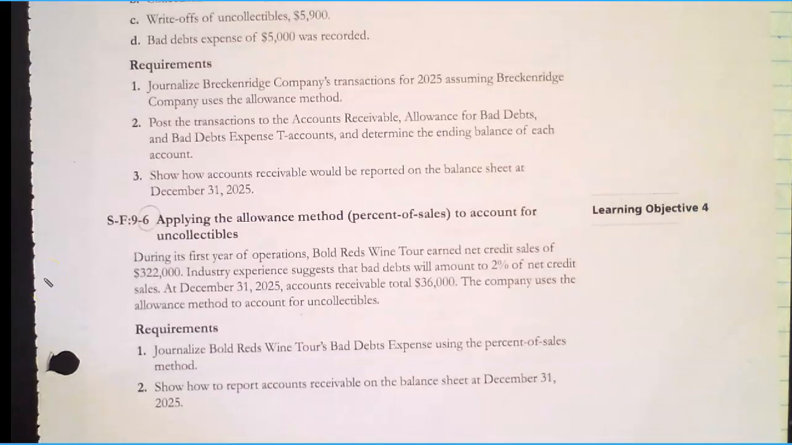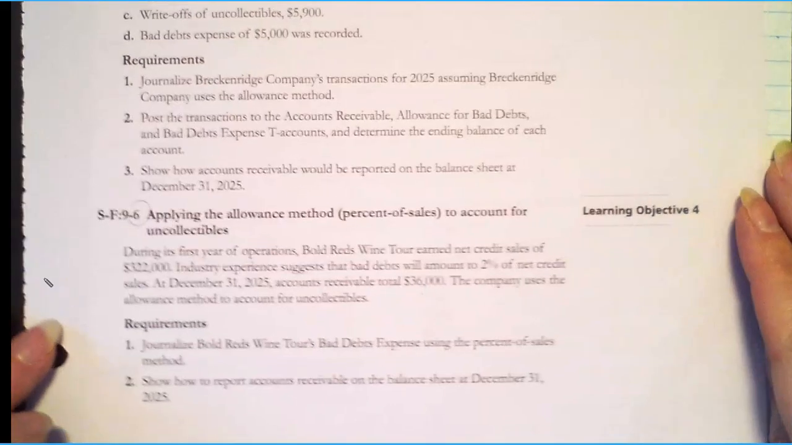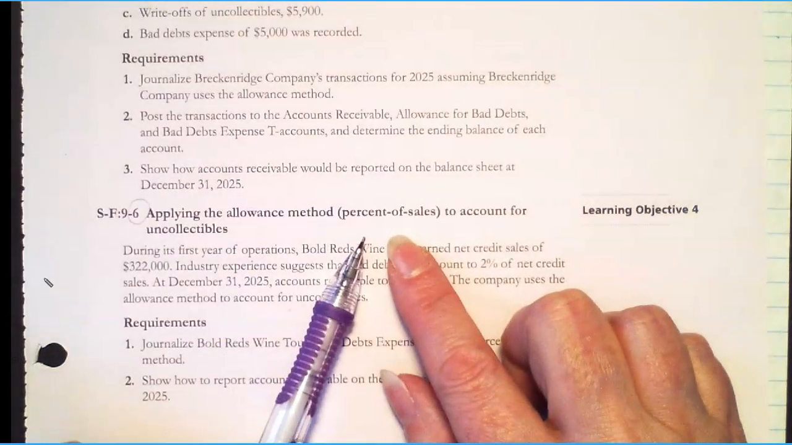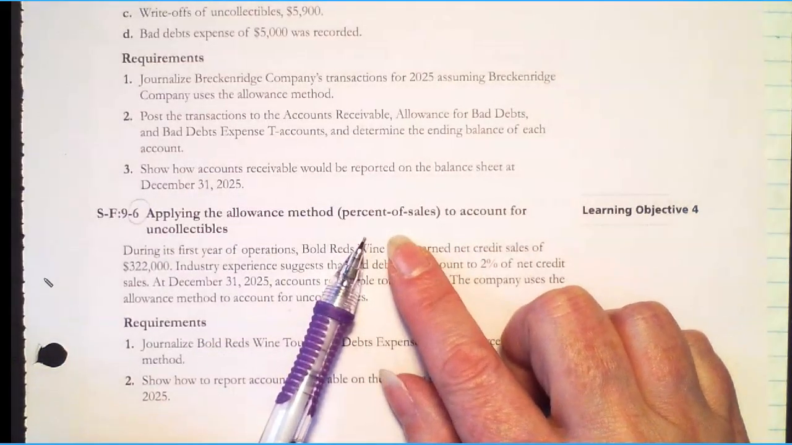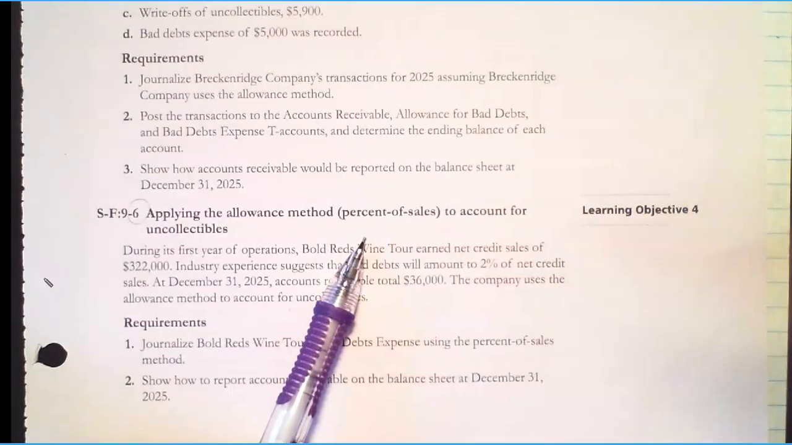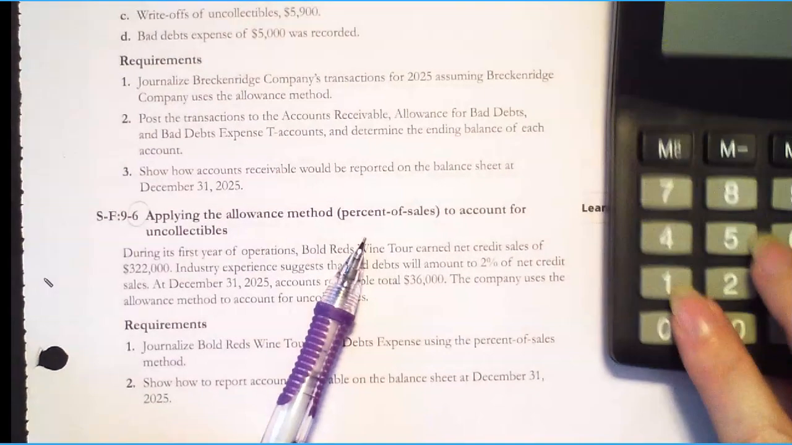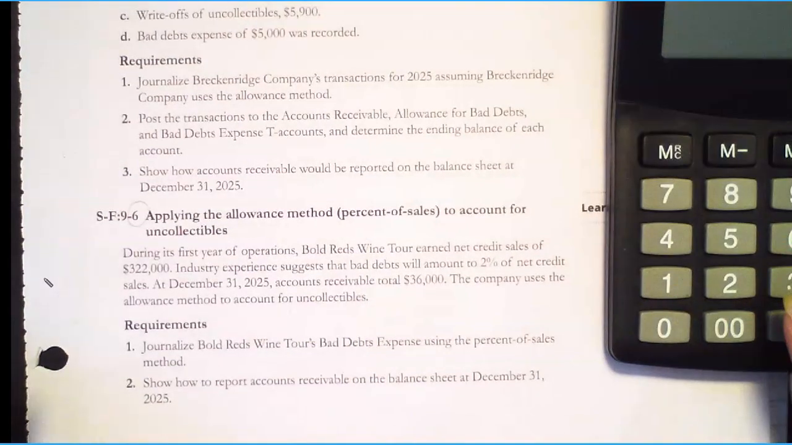So the first thing I want to point out is that when you're doing anything that has to do with sales, so percent of sales, whatever amount you calculate is the amount of your adjusting entry. And this is an adjusting entry, so it's just like we did in chapter 3, where adjusting entries have to follow the two rules. Right? No cash, and you'll either debit an expense or credit a revenue. In this case, we're debiting the expense, bad debts expense.